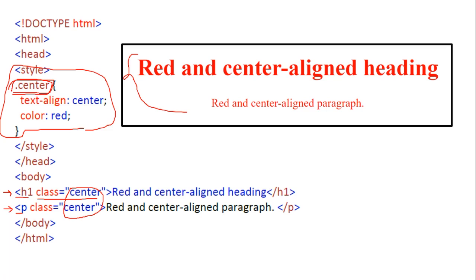All right, if you want to design it separately, you can give a different class name for this one. For example, if you give p, while designing you just have to write dot p, after that curly brackets, and whatever properties and values you want to give to this paragraph, you can give it, and then close it, so that both the heading one and the paragraph will have different CSS properties.